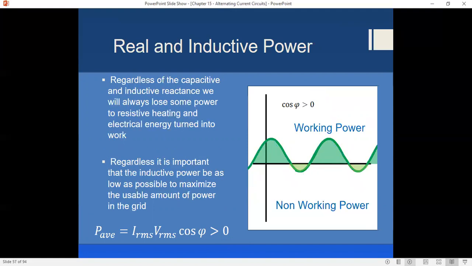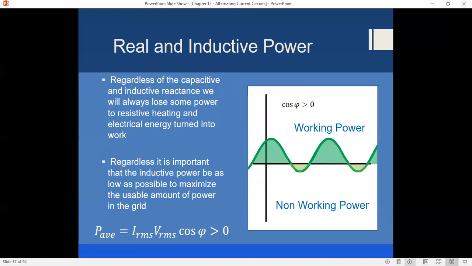Why is this a problem? Well, again, when we're operating an electric motor, we want all the electrical energy to be turned into working power, stuff that we can use. The electrical power that's sent back is what we call non-working power.